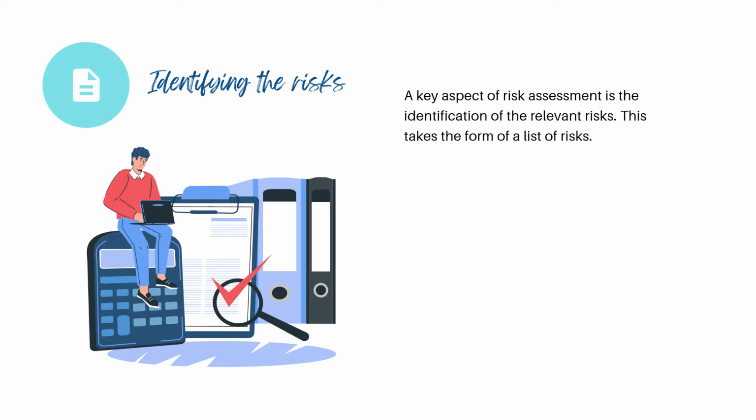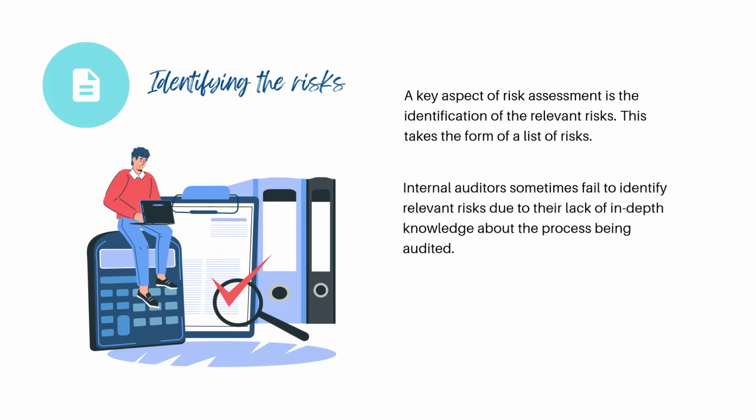So, a key aspect, therefore, of the risk assessment is the identification of the relevant risks. And this takes the form of a list of risks. So, you could start with a list of risks, an inventory of risks, no? And then from there, you could see what are applicable and what are not applicable. So, it is important to note, class, that internal auditors may sometimes fail to identify the relevant risks due to their lack of in-depth knowledge about the process being audited, no? So, hindi nila alam. Okay? So, lack of understanding of the operations.